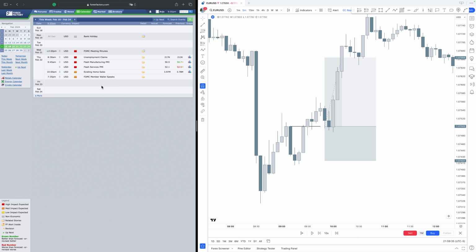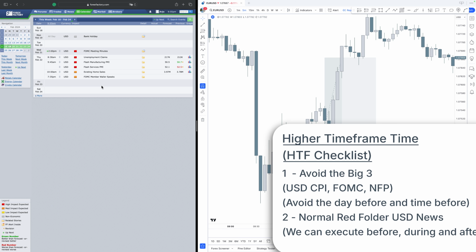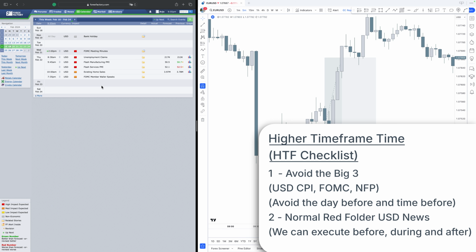Now, the checklist you want to go over for your higher time frame time before we move into the lower time frame time. The big 3 is what you want to avoid the day before and the day itself, the time before that. After that, it's perfectly fine to trade. The day after, no matter what, is also perfectly fine to trade.